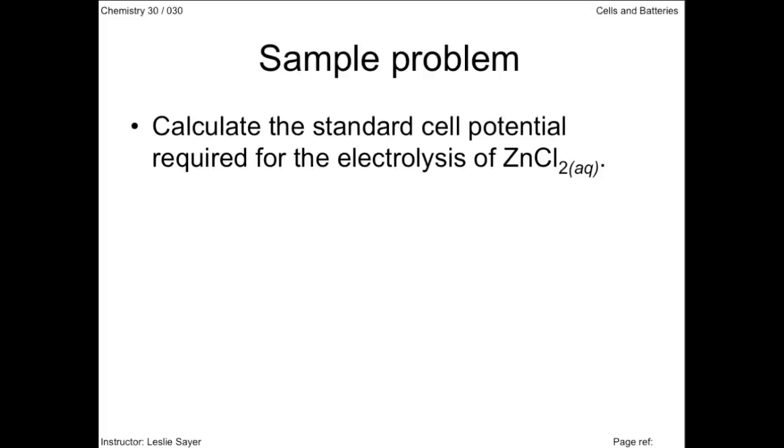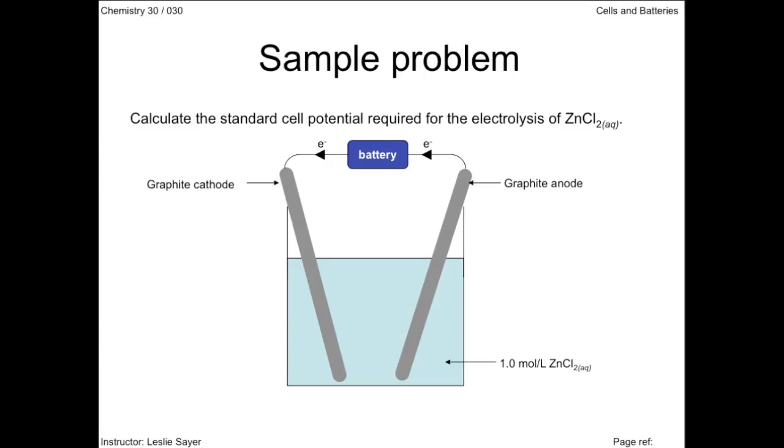Here's a sample problem. Calculate the standard cell potential required for the electrolysis of zinc chloride. If it helps, sketch out how the cell would look. What would you suggest the electrodes be made of? The graphite electrodes mean we don't have to worry about the electrodes reacting. We're being asked, what should the minimum voltage of the battery be?